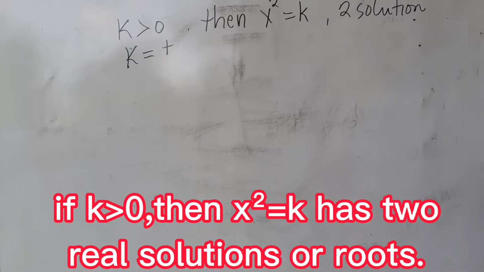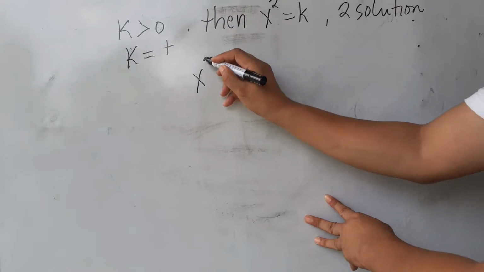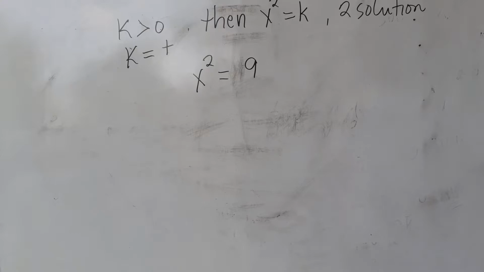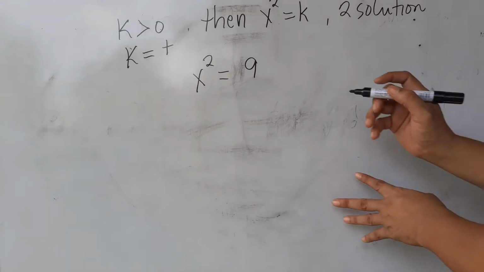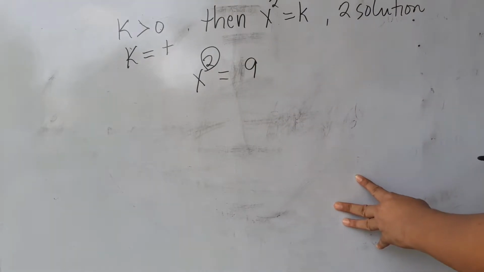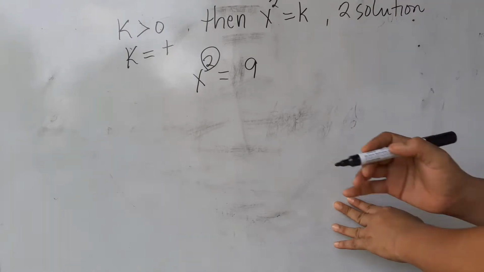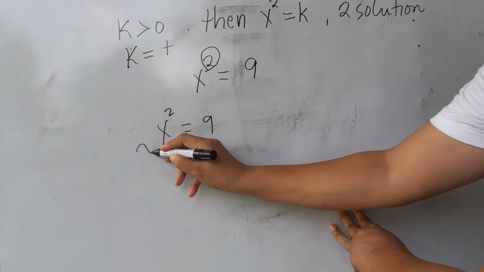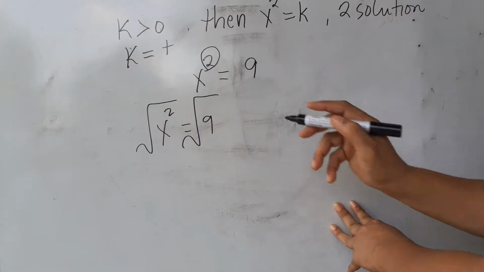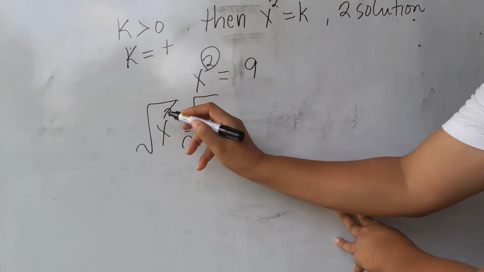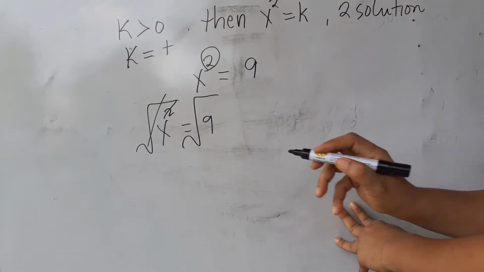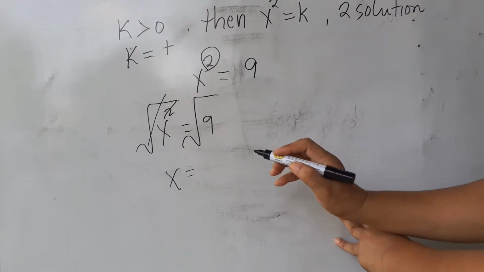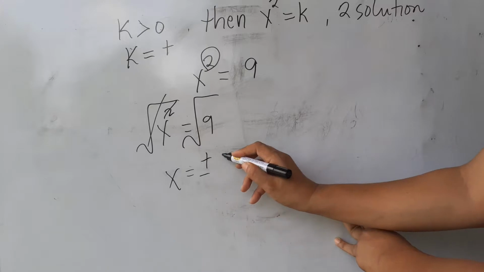So, example. We have x squared is equal to 9. Ang main goal po natin dyan is matanggal natin si square. Paano natin siya matatanggal? Kailangan natin siyang kuhanin yung square root niya. So, cancel natin yung 2, cancel natin yung radical sign. We have x is equal to, what is the square root of 9? So, we have positive, negative 3.